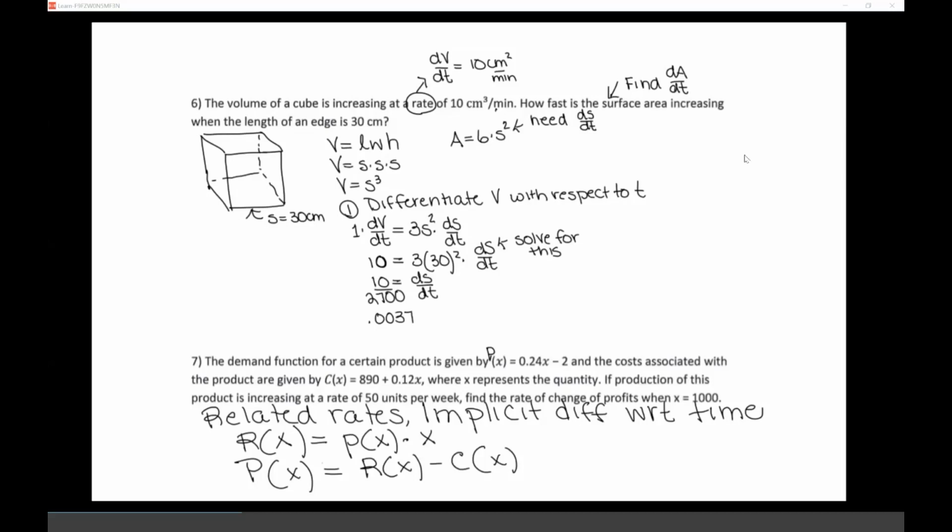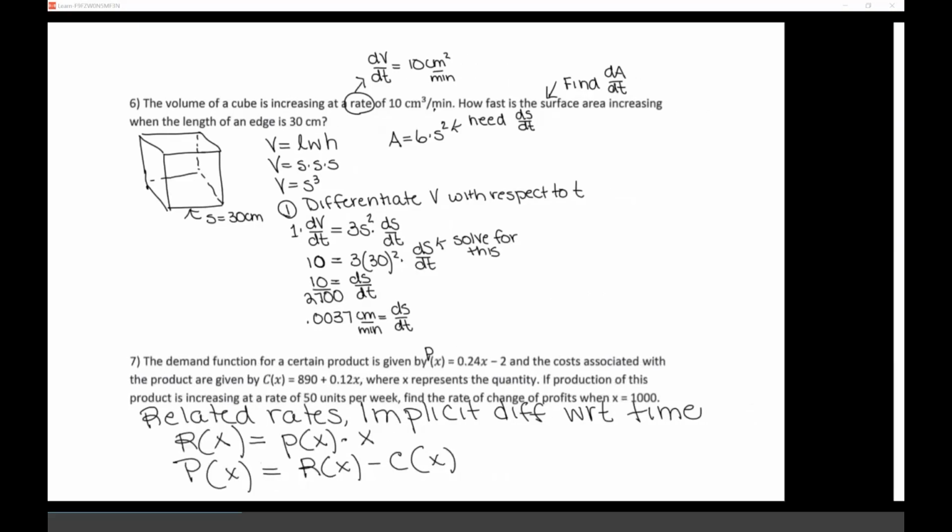You could do it as 1 over 2700, or I did it as a decimal. And if you think about your units, the 10 was in terms of cubic centimeters a minute, and this is a squared centimeter value. So cubic centimeters per minute divided by squared centimeters gives you centimeters per minute, which is the right units. So all I did here was differentiate v just to get ds dt.